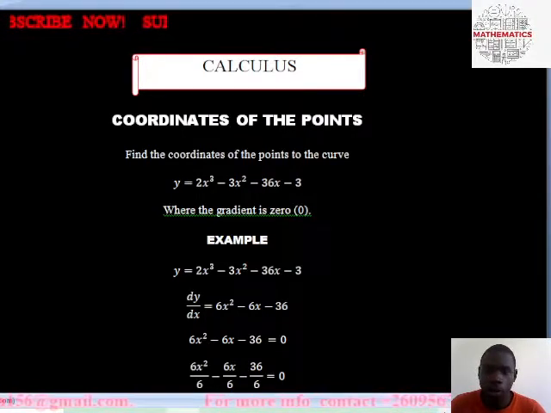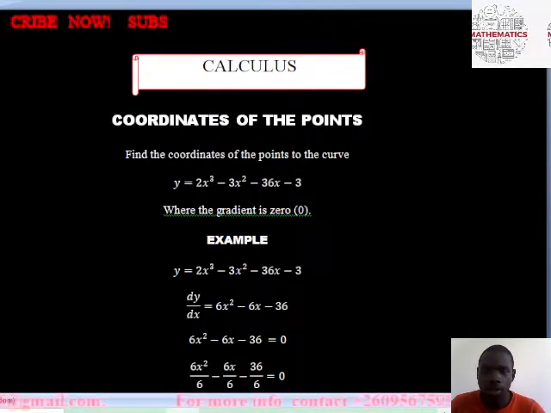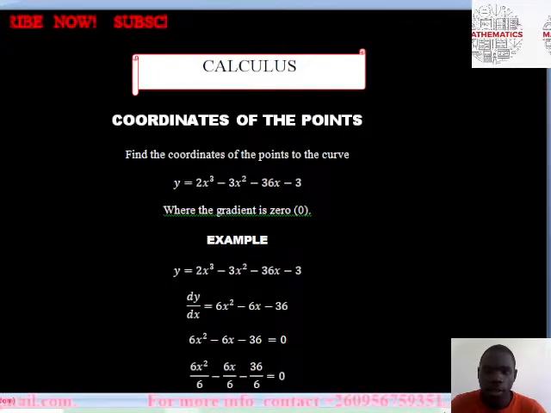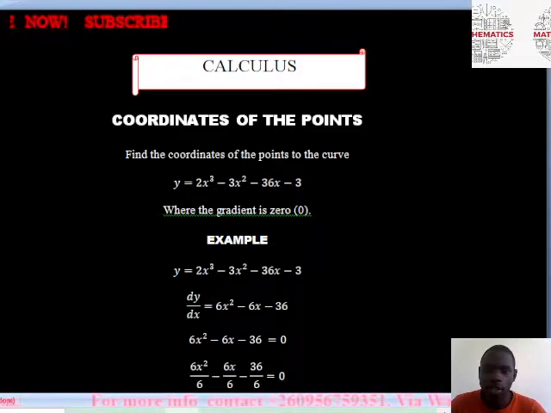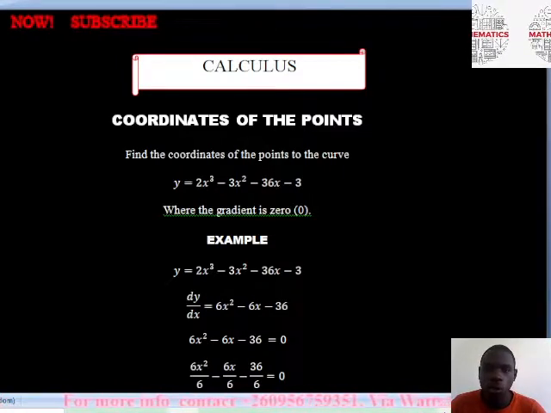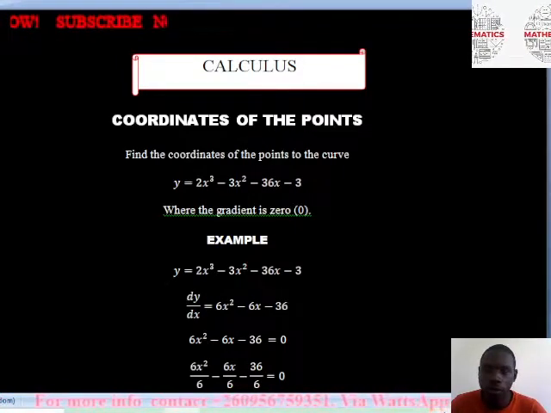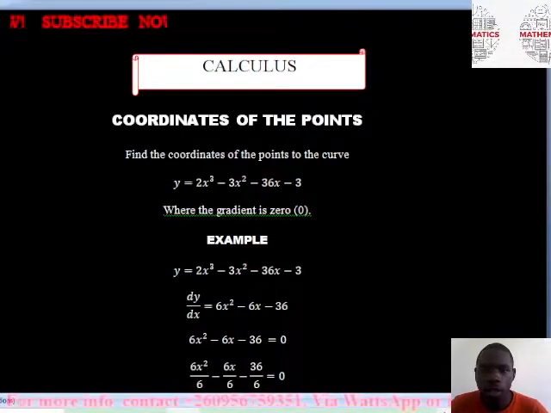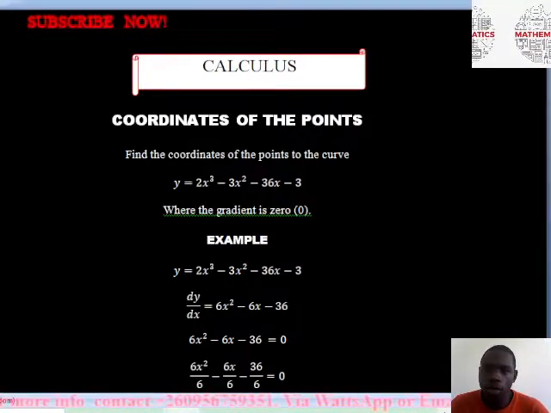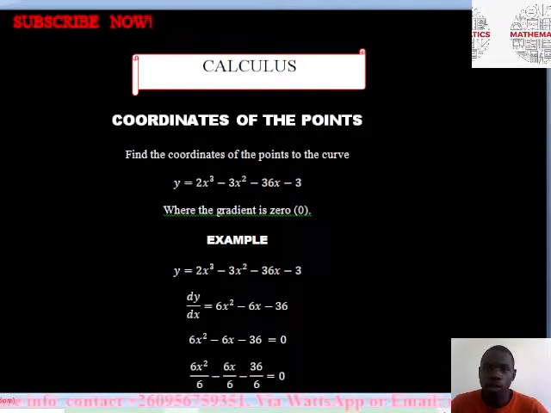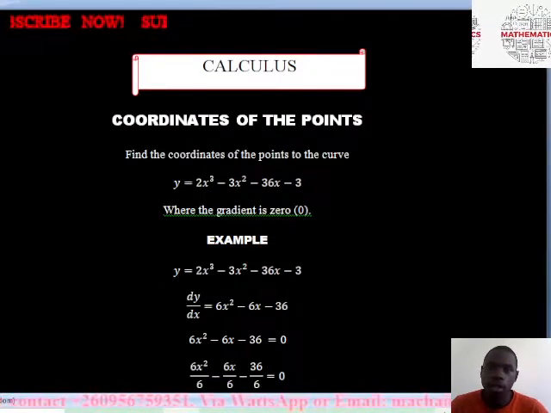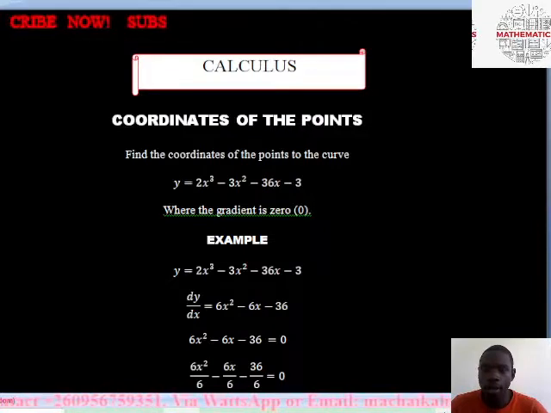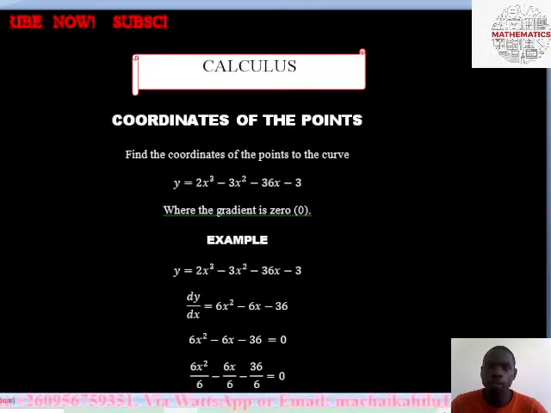Concerning the topic we are moving with, calculus. Remember that we haven't finished this main topic. We are still solving it, and today we are going to do the last part of differentiation, which is finding the coordinates of the point. So we are going to focus on how to find the coordinates of the point as the last subtopic under differentiation.